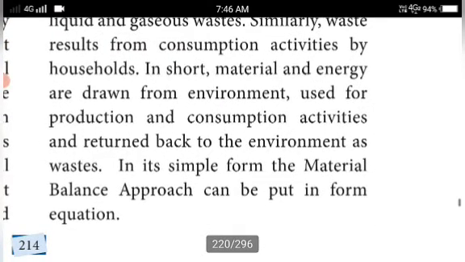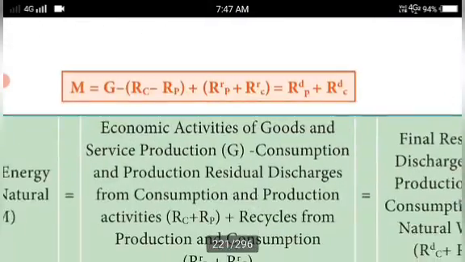In short, material and energy are drawn from the environment, used for production and consumption, and then returned back to the environment as waste. This is the material balance model. In its simple form, the material balance approach can be put in the form of an equation. Through the equation we can explain the material balance model.